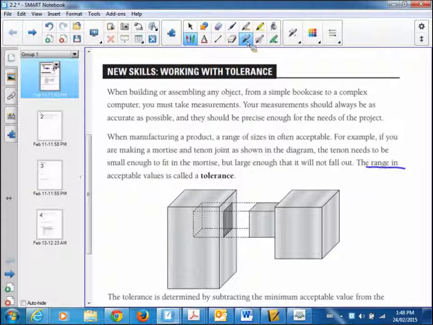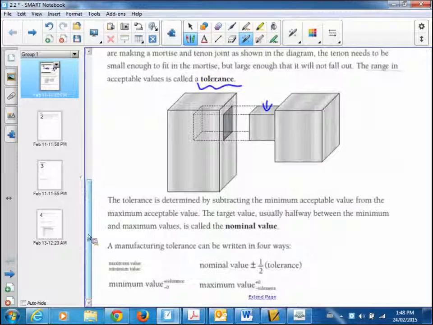The range of acceptable values is called the tolerance. So the tolerance is like plus or minus. How big can that be? How little can it be? There's a small wiggle room, basically, we call it the wiggle room. The tolerance is determined by subtracting the minimum acceptable value from the max value. The target value, usually halfway in between the minimum and maximum, is called the nominal value.